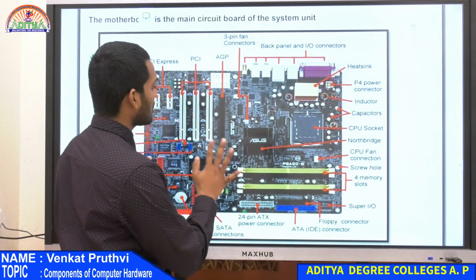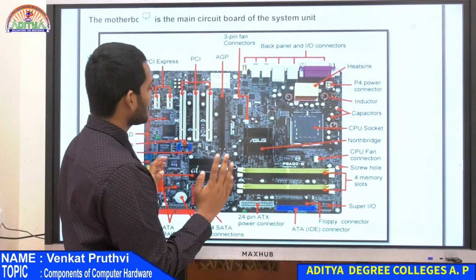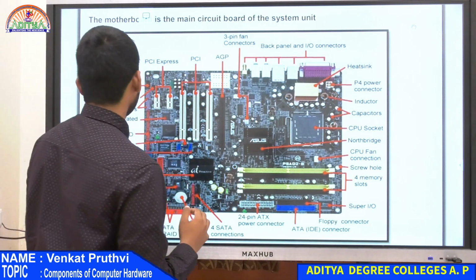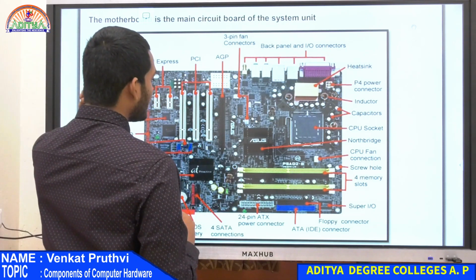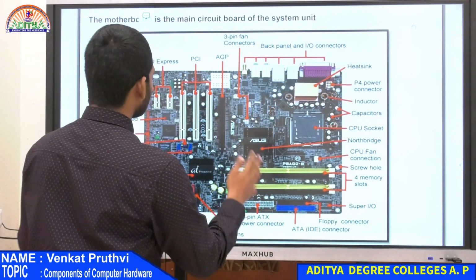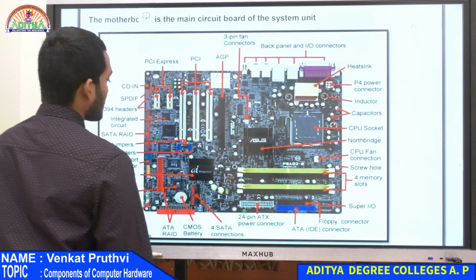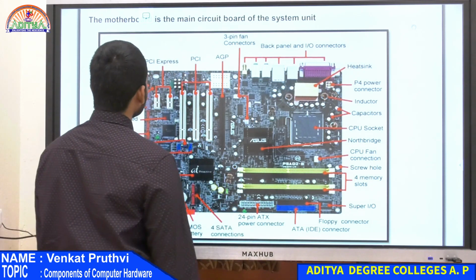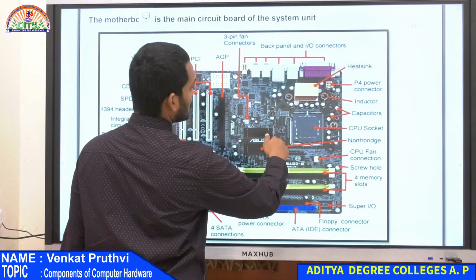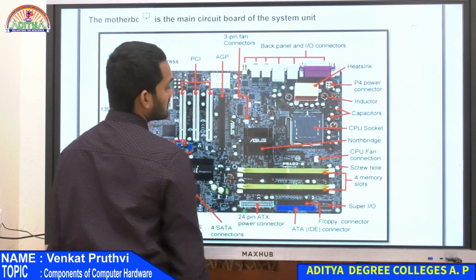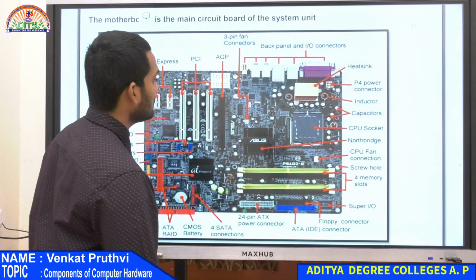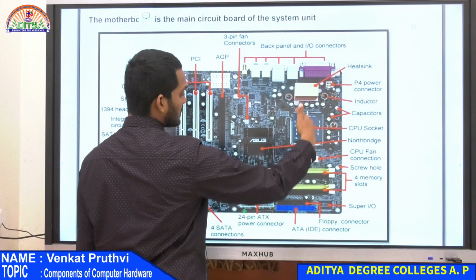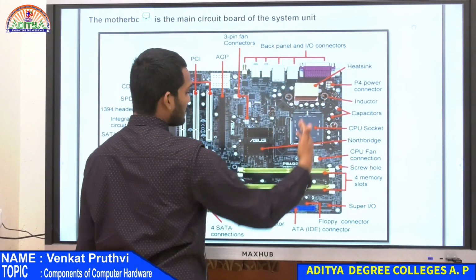So the motherboard has a lot of things. Mainly the first thing that we have to talk about on the motherboard is your processor. If you see this diagram, where do you find the processor of this motherboard? Are you able to identify the processor in this motherboard? This is where you have your processor exactly located. And then over here you have your CPU fan connection, so that whatever heat is being generated by the CPU, it will be able to cool it.